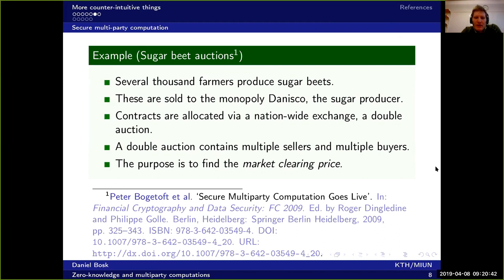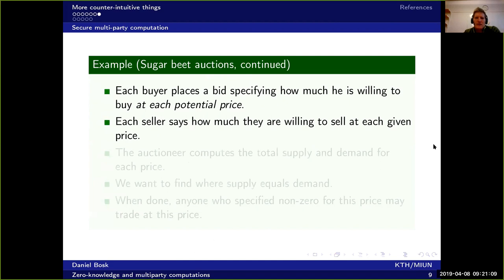These contracts, so for the farmers selling sugar beets to the sugar producer, are allocated through a nationwide exchange, through a double auction. A double auction has several sellers and several buyers, and the purpose is to find the market clearing price. So it works like this.